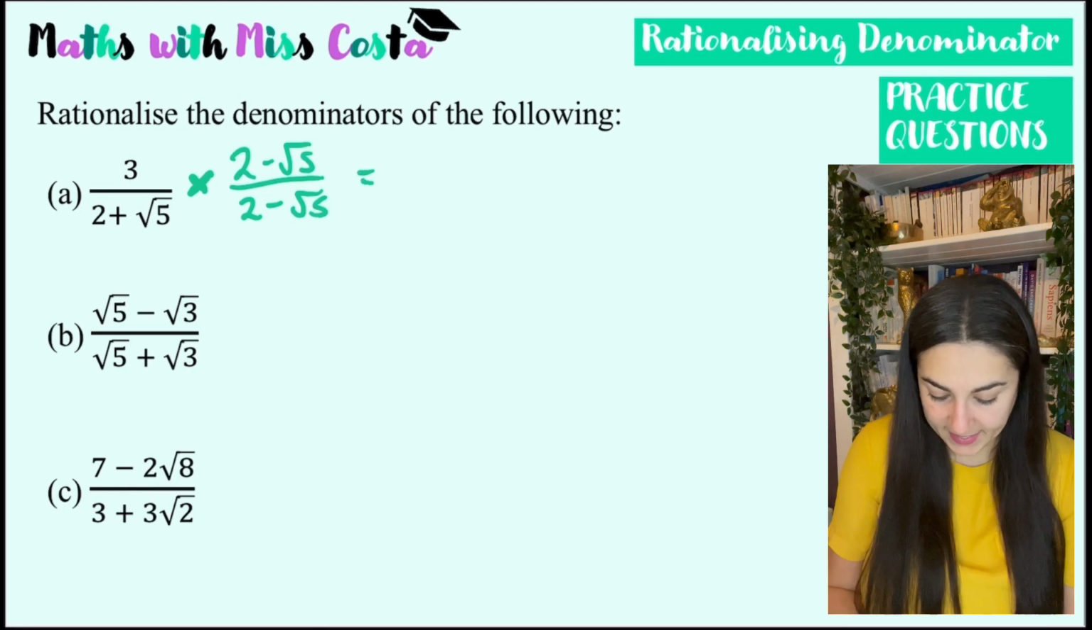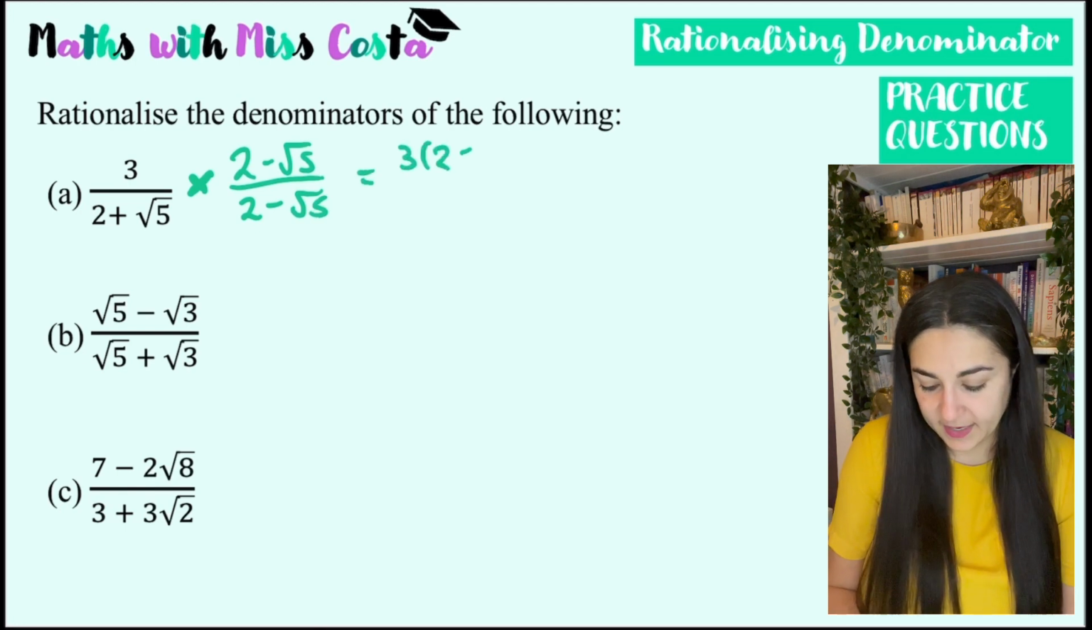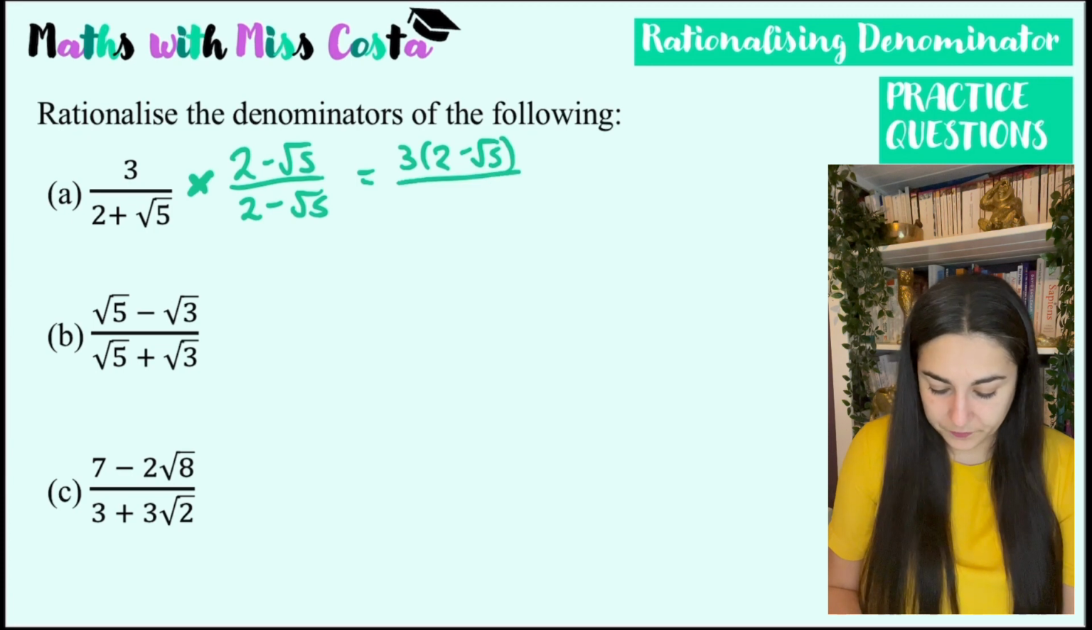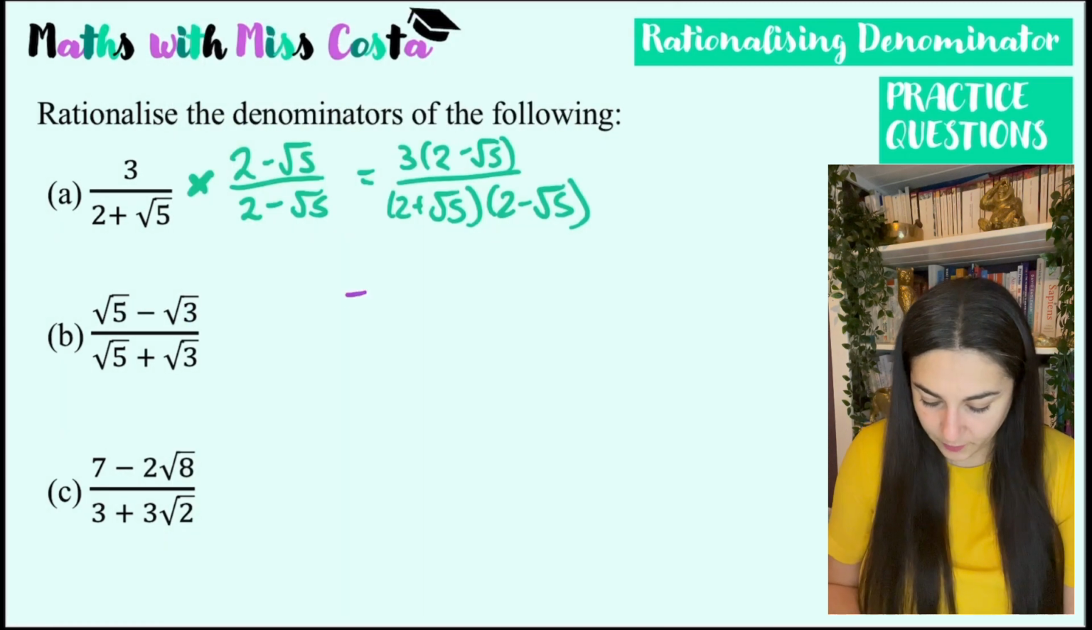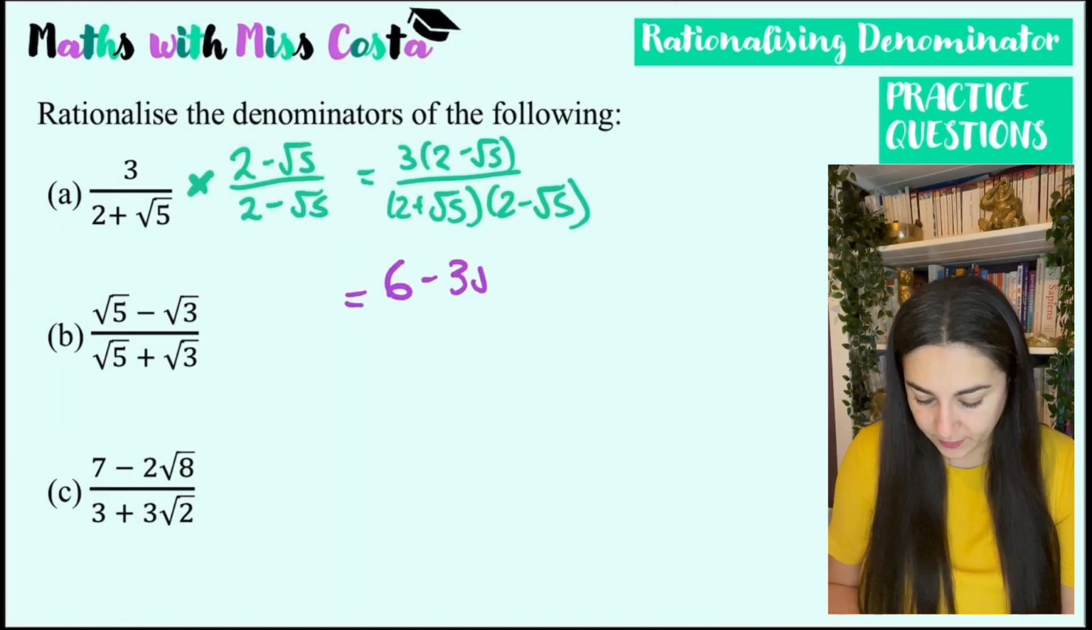And let's see what happens there. So I'd be left with 3 brackets: 2 take root 5 and 2 plus root 5, 2 take root 5. So let's do it step by step. The top bracket would end up being 6 take 3 root 5.